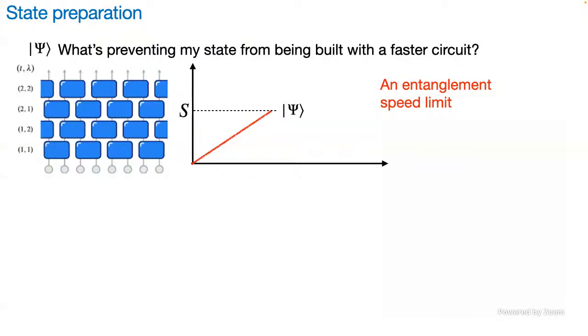Okay, and so we're talking about state preparation. So what does state preparation mean? It means I have some state psi, and my goal is to draw a quantum circuit that I'm going to run on my quantum computer to build it up. And so we might ask the question, why can't I do this fast? There's some circuit that builds some state psi. Well, why can't my circuit be any quicker? What's preventing me from doing that?